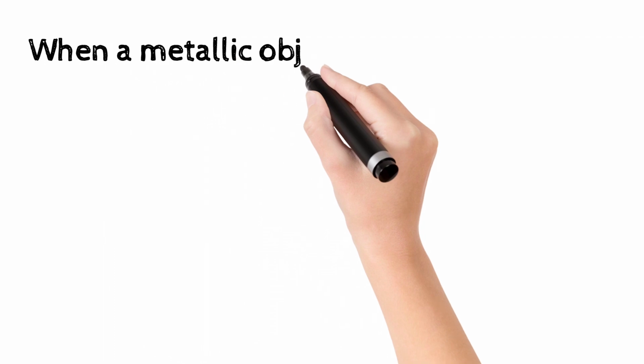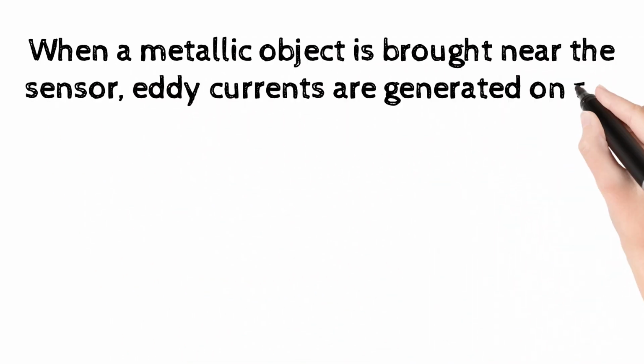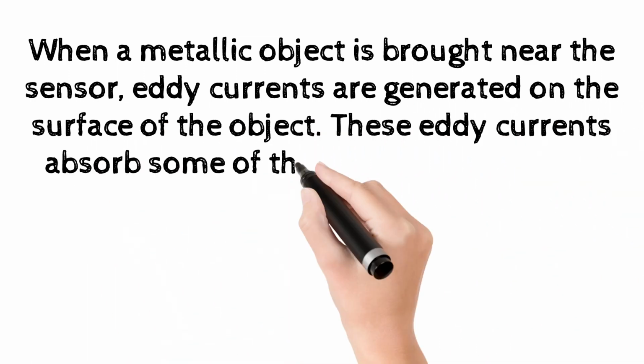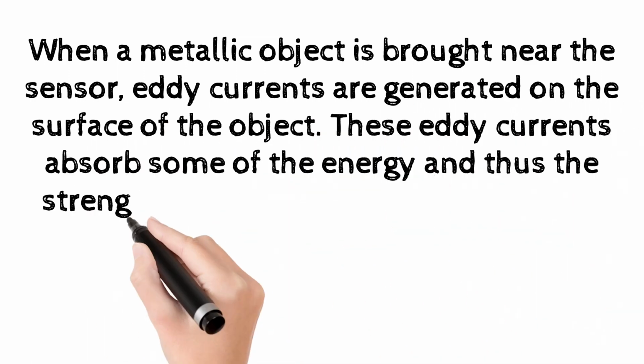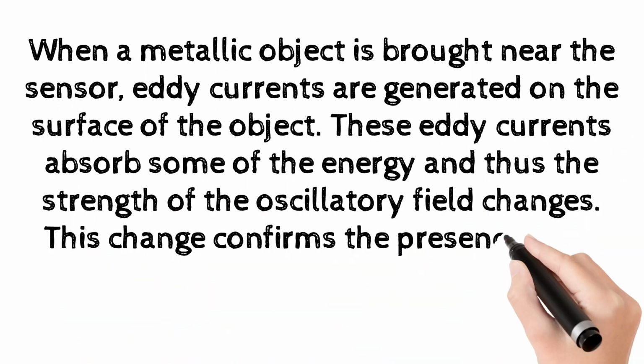When a metallic object is brought near the sensor, eddy currents are generated on the surface of the object. These eddy currents absorb some of the energy, and thus the strength of the oscillatory field changes. This change confirms the presence of an object.